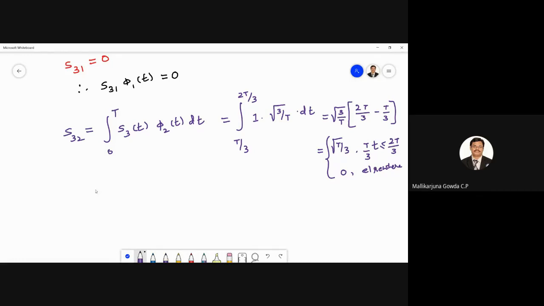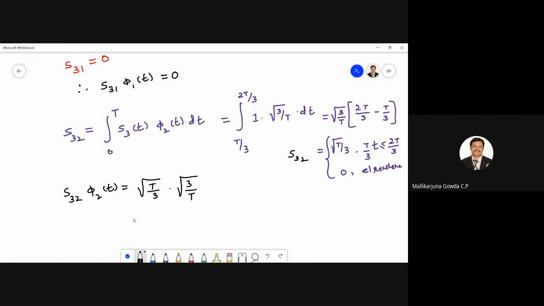Okay, so this is my S32. Now I need to find out what is S32 into pi 2 of t, right? So what can I write? This is my S32. Its value is root of t by 3, from t by 3 to 2t by 3. And the value of pi 2 of t is root of 3 by t, right?